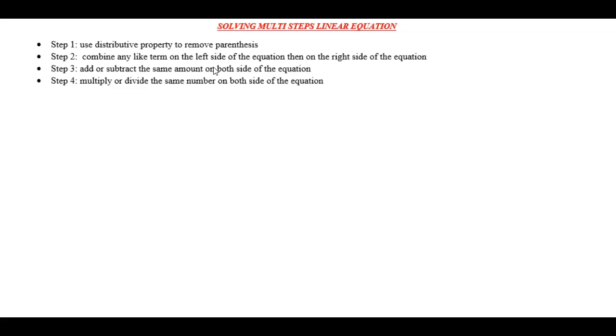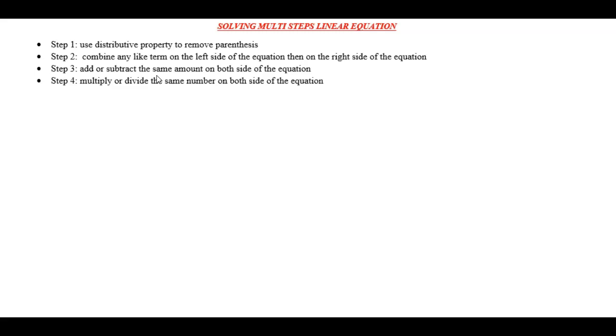After you combine the like terms, we do any addition or subtraction. We add or subtract that same number on both sides of the equation. Then we do multiplication or division on the same side of the equation. Let's use some examples.